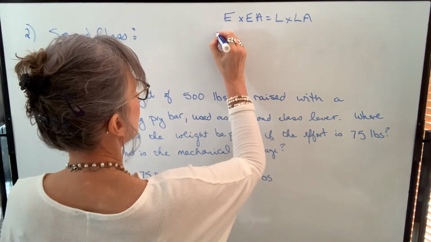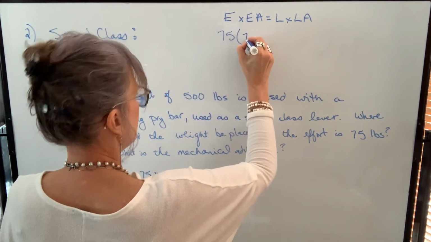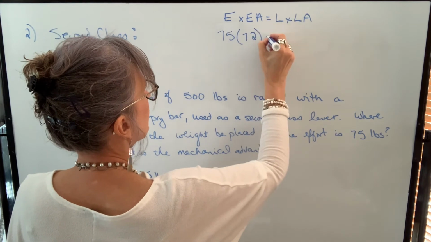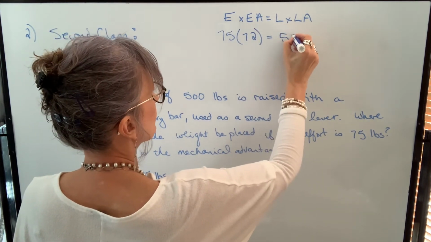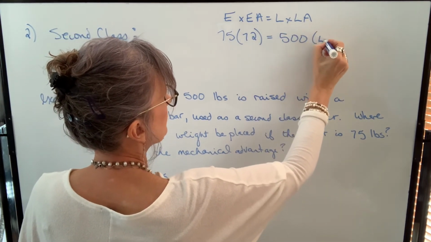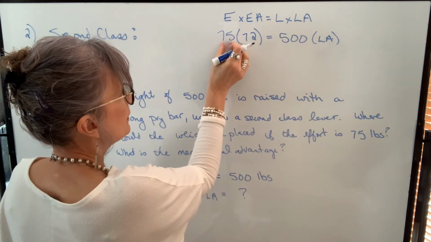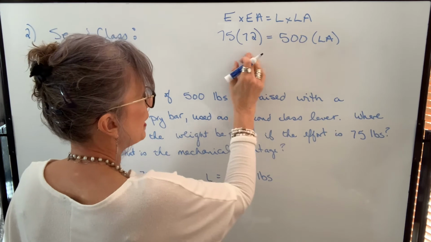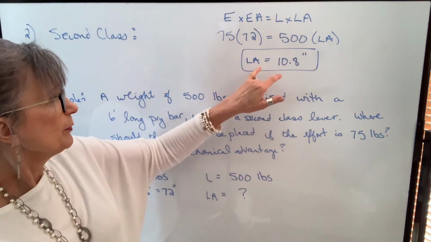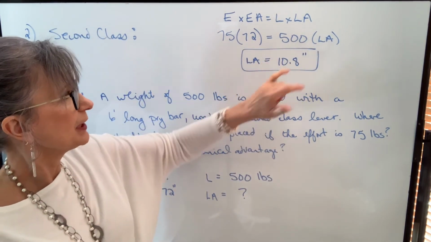So we're going to have 75 pounds times 72 inches equals load, which is 500 pounds, times load arm, and that will be in inches if this is in inches. So we take 75 times 72 and we divide by 500. When we solve, we get load arm equal to 10.8 inches.